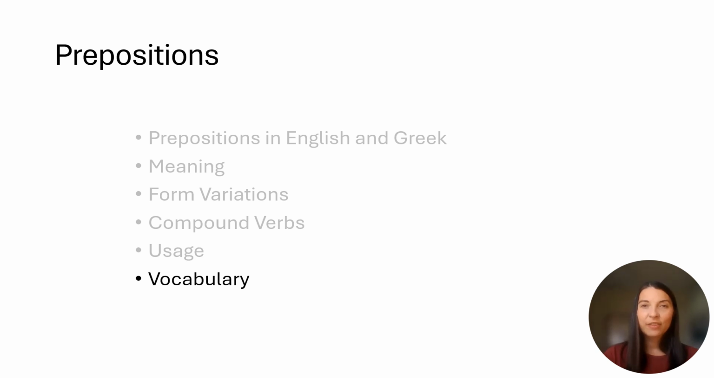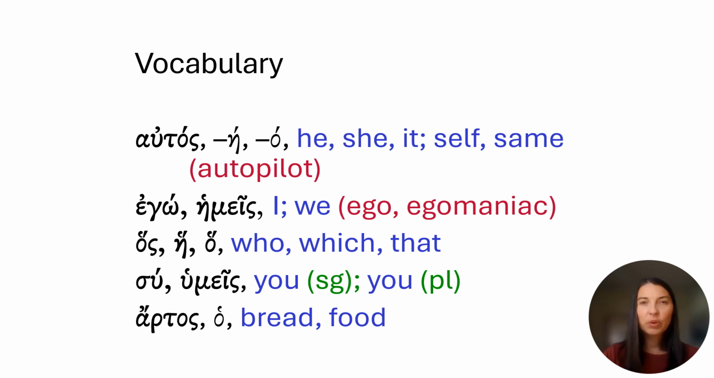And lastly, let's take a look at the vocabulary for this chapter. In Chapter 9, you'll be covering personal and relative pronouns, so our vocabulary this week will have those in it. Autos is the personal pronoun for he, she, it. It can also be used to mean self or same. Ego is the personal pronoun for I, whereas hemeis is the personal pronoun for we. Hos, he, ho are the relative pronouns, meaning which, who, that. Su means you, and humeis means you in the plural.